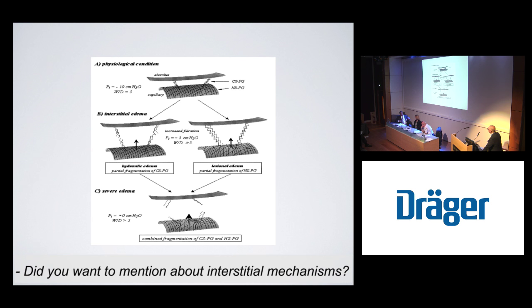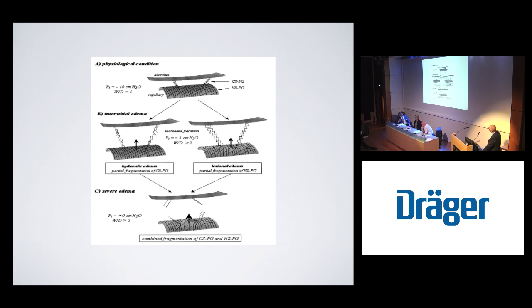Now, this is one of the proposed studies we're going to try to do. If you look at this work, what this is describing is that whatever type of edema you have in the lung, as you develop interstitial expansion, you will at some point create a change in the compliance of the interstitium.